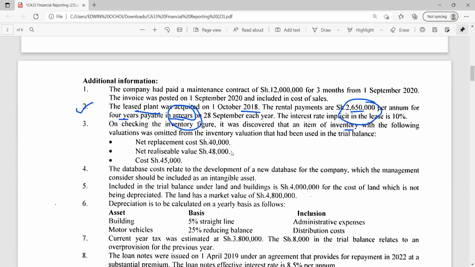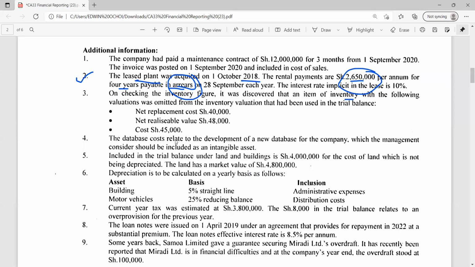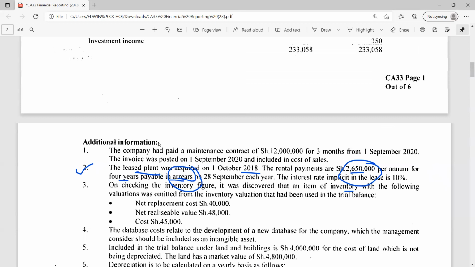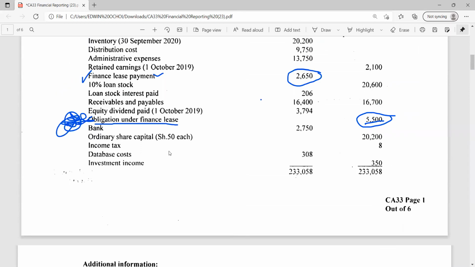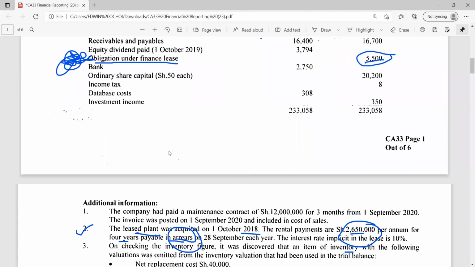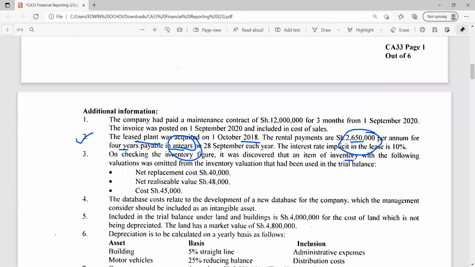I think that was the only challenging additional information in this paper, additional information number 2 and 3. The others are just direct. Number 4 doesn't require any working. They said that database cost relates to the development of a new database for the company, which the management consider should be included as intangible assets. So under non-current assets, the database cost will be recorded as an intangible asset. There's nothing there to work out.